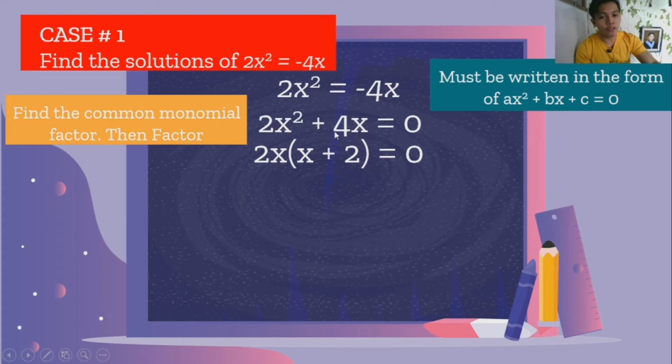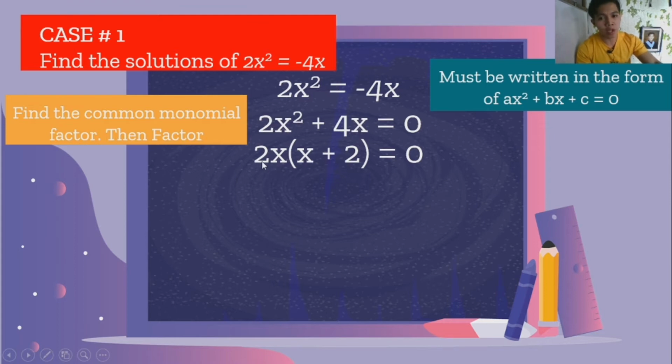And then, 4x naman, si positive 4x, divided by 2x. 4 divided by 2, 2. Kaya may 2 tayo dyan. X divided by x. Always remember, any number or variable divided by itself is always equal to 1. Kaya kung 2 times 1 siya, edi 2 na lang yung isusulat natin dyan. Naging 2x times parenthesis x plus 2.